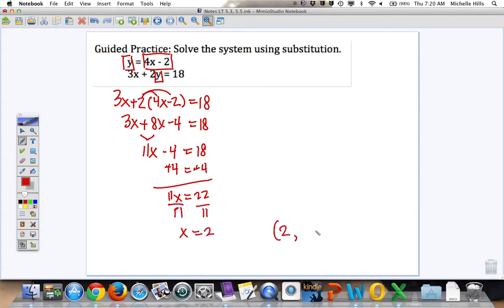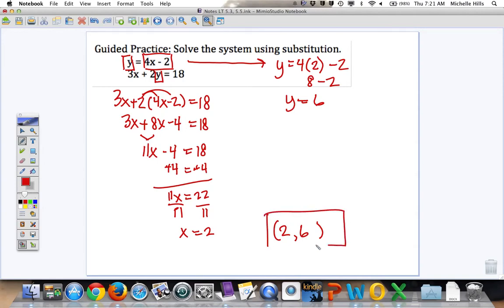I can start my answer. It's the ordered pair 2, something. I'm going to take this first equation because it looks easiest. y equals 4 times 2, because x is 2, minus 2, which is 8 minus 2, so y equals 6. To check my answer, I would take the equation I didn't just use, 3 times 2 for x plus 2 times 6 for y, plug that in my calculator, and make sure it equals 18. It does, so it checks. My answer is the ordered pair 2, 6.